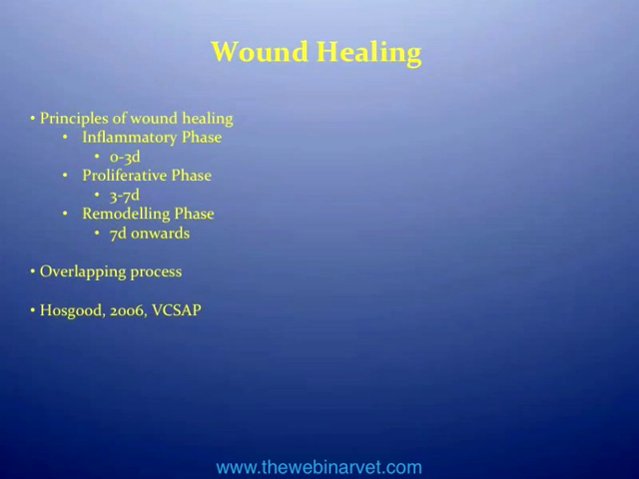Now, as you know, these phases are not discrete entities. They are an overlapping process. And the overlapping process can also be amended or changed by changes in the environment. So we won't get movement into the remodeling phase from the proliferative phase until the proliferative phase is relatively successful in achieving its aims.